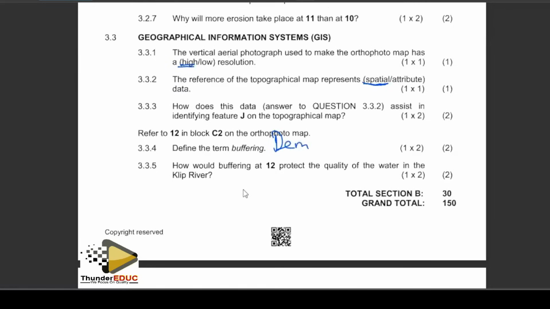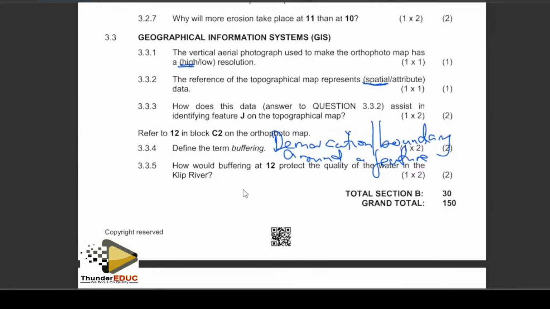That is how I can define it in simple understanding. Or putting a demarcation, or in simple terms, a boundary around a feature. That is buffering according to simple understanding.